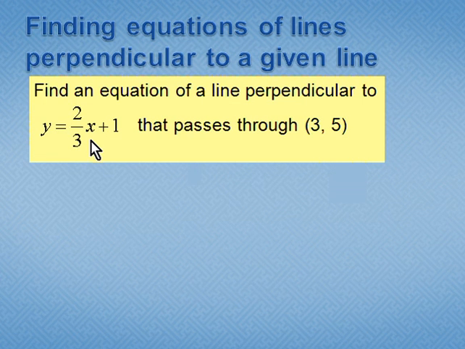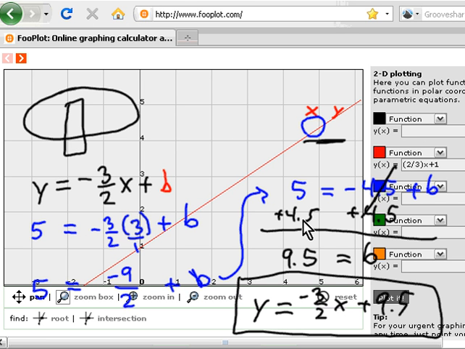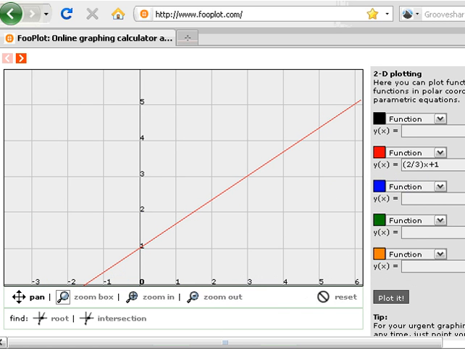So our first equation was y equals 2/3 x plus 1. So we'll enter 2/3 x plus 1. Use parentheses around the slope just to be on the safe side. And then our second equation that we found was y equals -3/2 x plus 9.5. So enter that as a blue equation. -3/2 x plus 9.5. And there we go. So let's make sure that our new line, the blue line, is perpendicular.